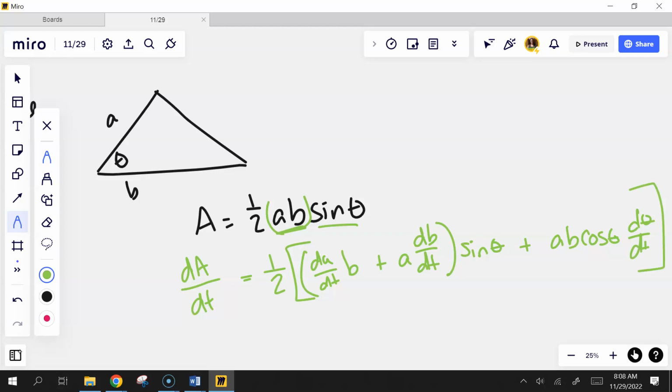Y'all get it? Yeah. Do I have to do A, B, and C to do D?